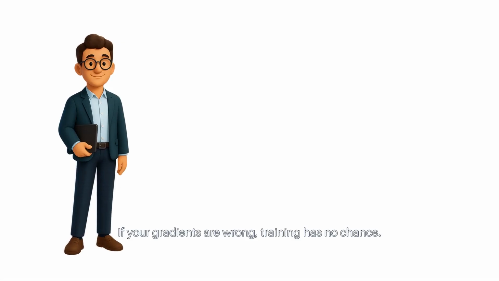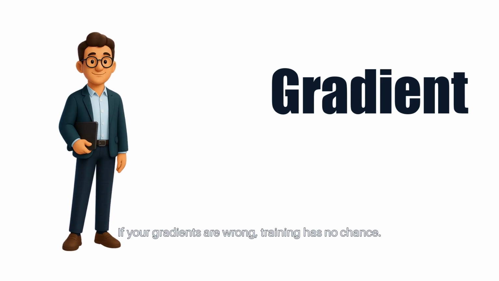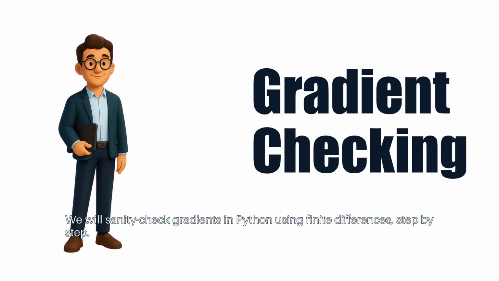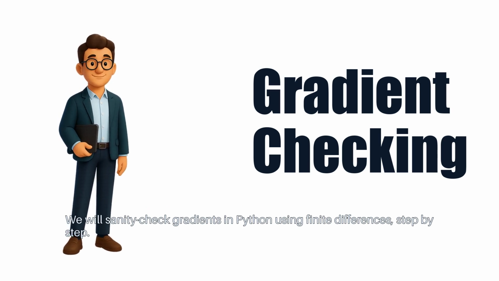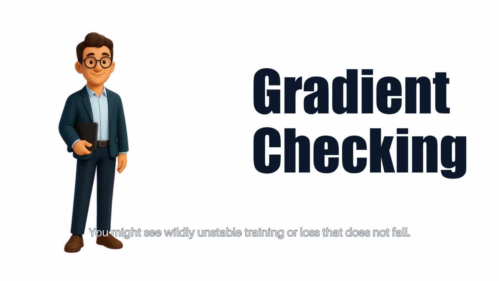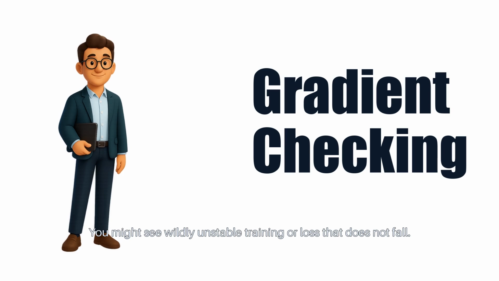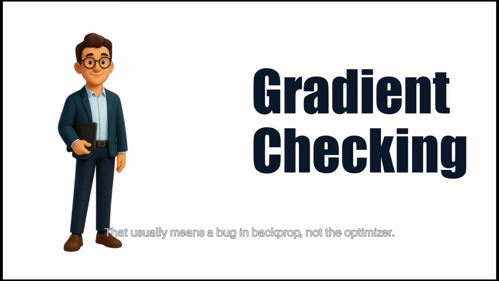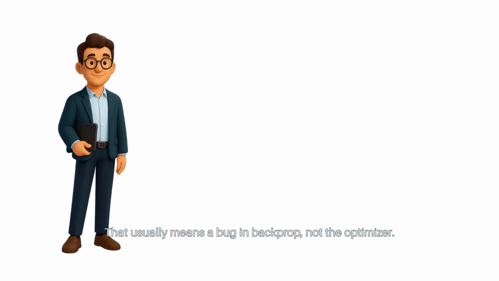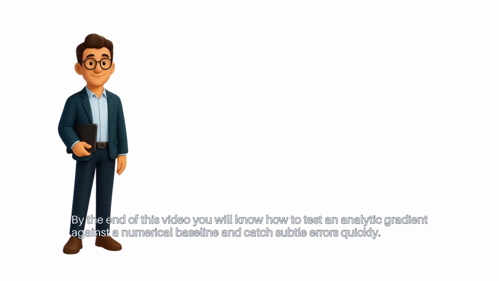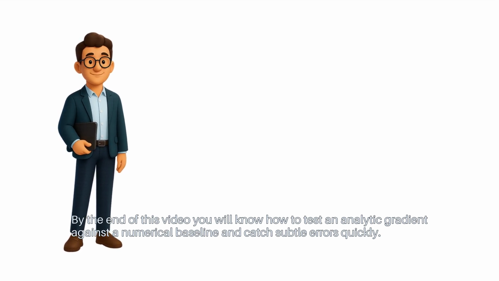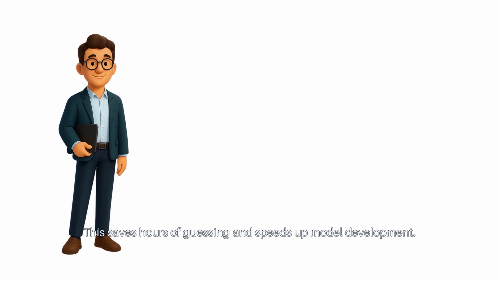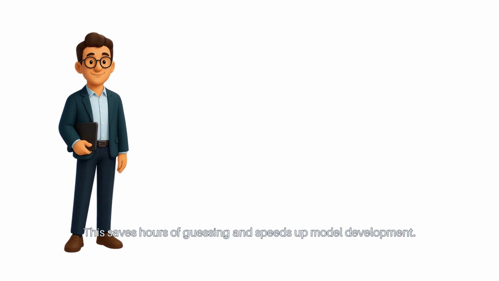If your gradients are wrong, training has no chance. We will sanity check gradients in Python using finite differences step by step. You might see wildly unstable training or loss that does not fall. That usually means a bug in backprop, not the optimizer. By the end of this video, you will know how to test an analytic gradient against a numerical baseline and catch subtle errors quickly. This saves hours of guessing and speeds up model development.